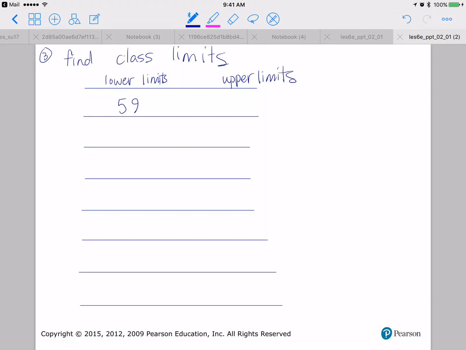Now, we're going to fill in this number right here. To get this number, we're going to add 56, because 56 is our class width. So you add your class width. 56 plus 59 is 115. Now to get the next number, I'm going to add my class width again, plus 56.